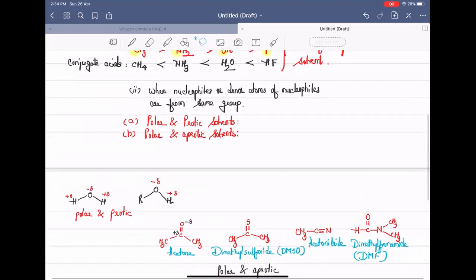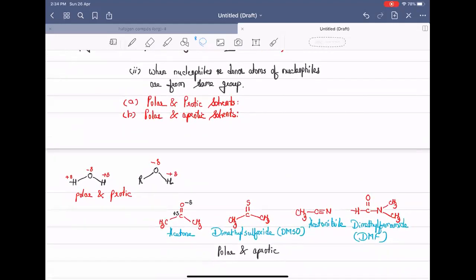Now coming back to our work. When you are comparing nucleophiles, or donor atoms of nucleophiles, if they are from the same group, then the order of nucleophilicity would be decided by solvents. In polar and protic solvents, nucleophilicity is inversely related to basicity, which means you may have something like this.